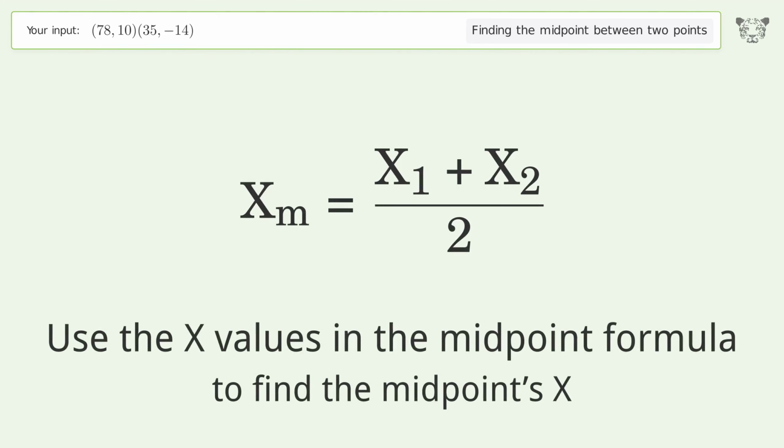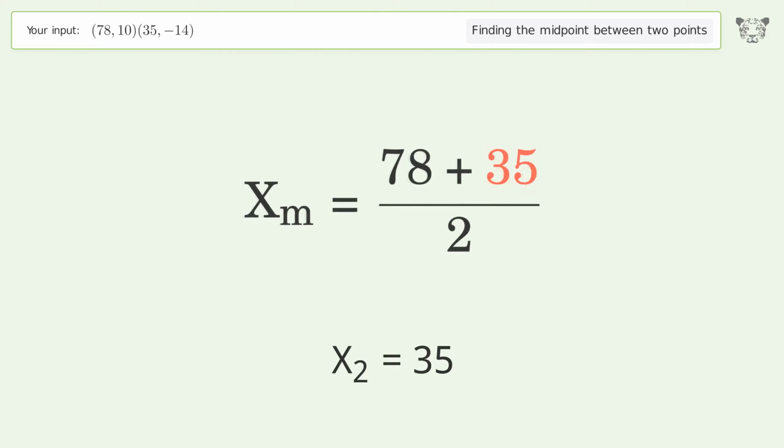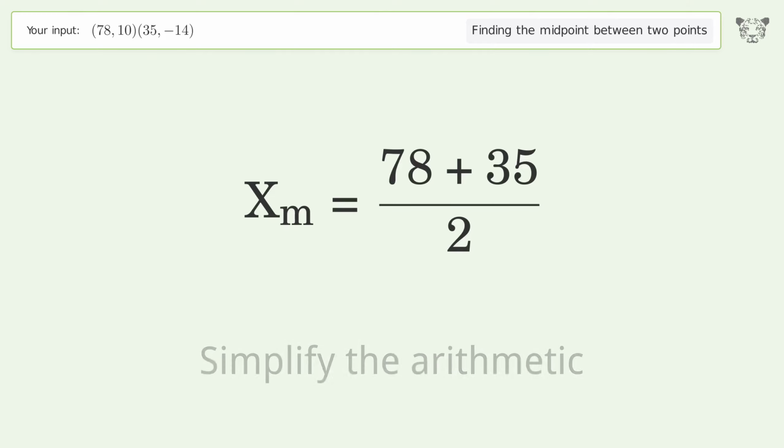Use the x values in the midpoint formula to find the midpoint's x. x1 equals 78. x2 equals 35. Simplify the arithmetic.